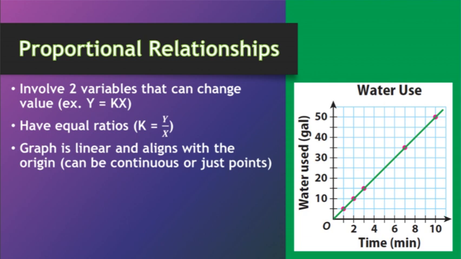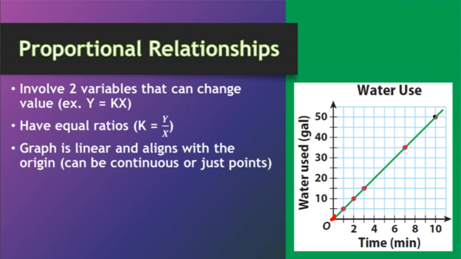The graph is going to be linear and aligns with the origin. It can be continuous or just points. So if it starts at the origin, (0, 0), and everything else forms a straight line, then it is a proportional relationship. It could still be a straight line and not cross the origin, but it will not be a proportional relationship because it does not go through the origin. So two things for a direct proportional relationship. Number one, it has to go through the origin. Number two, it's got to be a straight line.